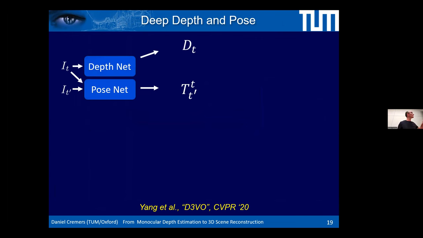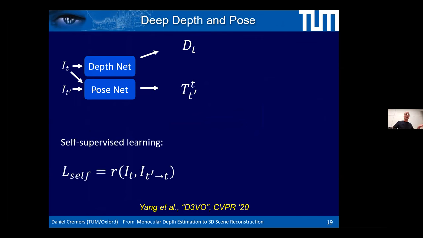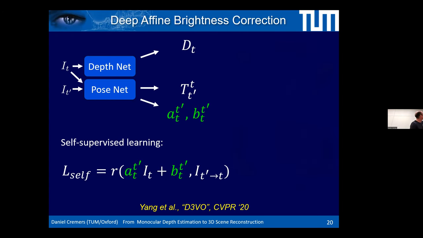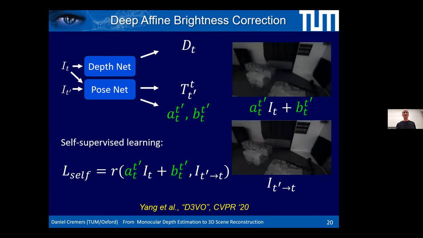Given two consecutive images, I_t and I_t', we have one network that predicts depths and one network that predicts relative camera motion between the two frames. And once you have camera motion and depths, you can warp the two brightness images and train the whole network in a self-supervised manner using a brightness consistency loss. If you do that, you find that brightness is actually not typically conserved. Even for Lambertian worlds like this one, the brightness can vary, but you can correct for that. You can introduce an aperture correction with two parameters a and b, and you can train a network to predict these affine brightness corrections that align the two images in terms of their brightness. For Lambertian worlds, we find that typically does the trick.